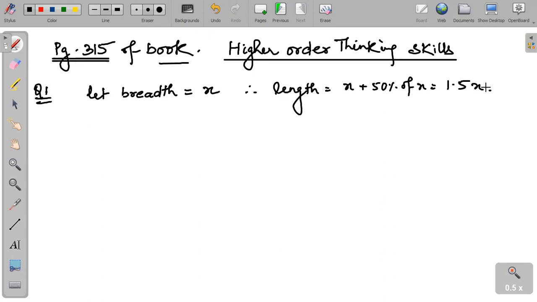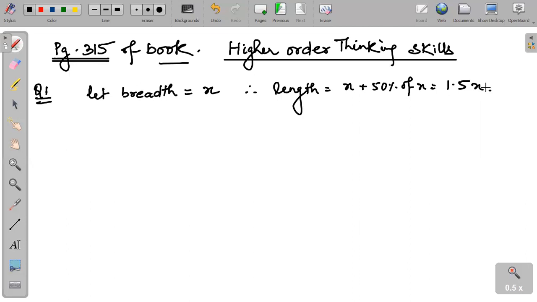The cost of carpeting the room at the rate of 38.5 rupees per meter square is 924 and the cost of papering the walls at 3.30 rupees per meter square is 214.5 rupees. If the room has one door of dimension 1 into 2 and two windows each of dimension 1 into 1.5, find the dimensions of the room. So there are two things. The cost of carpeting the room.